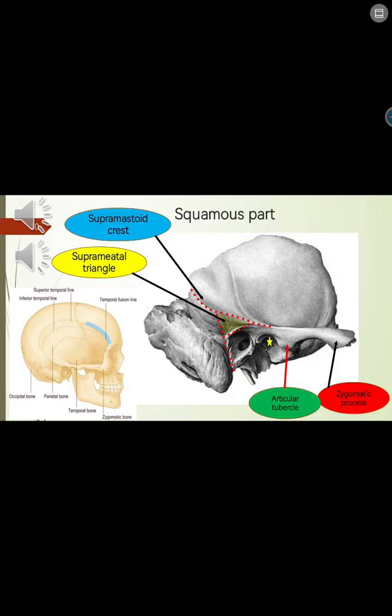Another thing is mandibular fossa. Here that I show it with yellow star. Mandibular fossa participates in the temporomandibular joint.